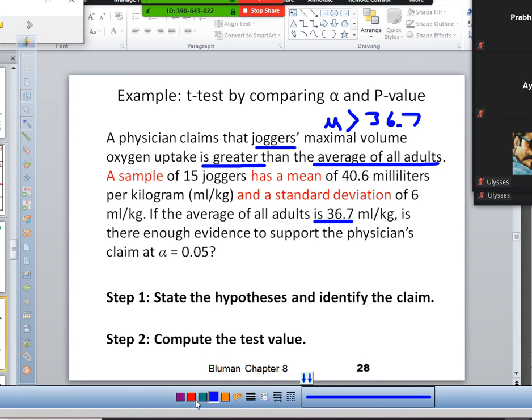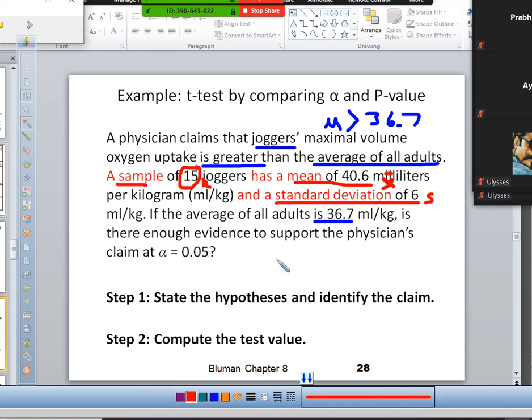So then you have to find the sample stuff. So find the word sample. Sample, so this is all about your sample part. So here's your sample size, 15. Here's your sample mean, 40.6, that's your X bar. And then you have your sample standard deviation of 6, that's your S.